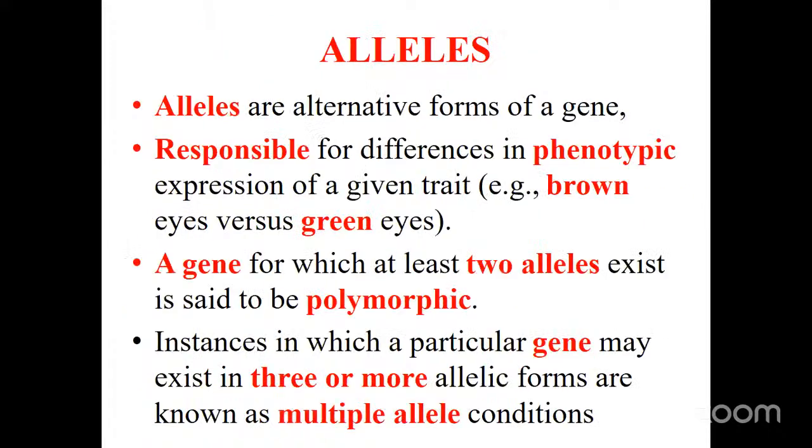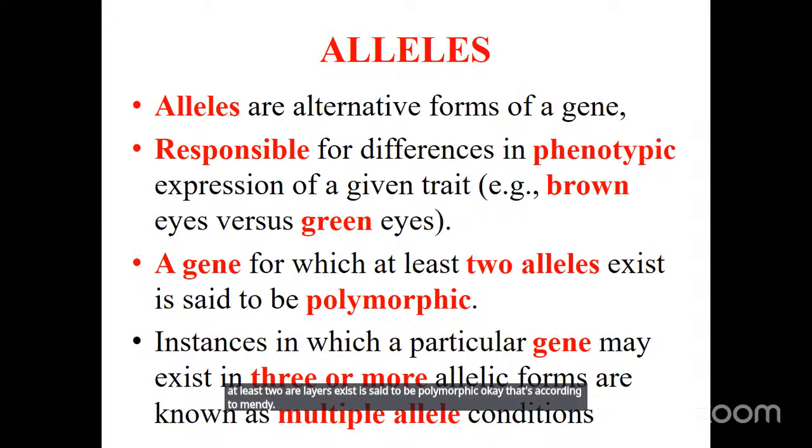Alleles: alternative forms of a gene responsible for differences in phenotypic expression of a given trait. We talked about brown eyes versus green eyes. The two are just alternative expressions because it's talking about the same trait, color of the eye. A gene for which at least two alleles exist is said to be polymorphic. Okay, that's according to Mendel.